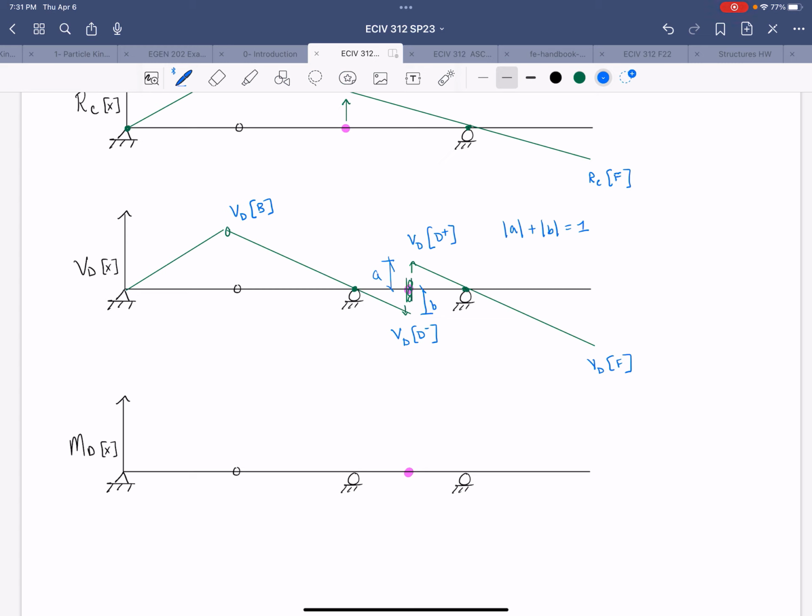And remember that that roller guide does not allow for rotation, right? Only vertical displacement. What that means is that the slope on either side of the cut has to be the same. So if the right side of the cut has an influence line slope of alpha, then the left side of the cut also has to have a slope of alpha on the influence line.